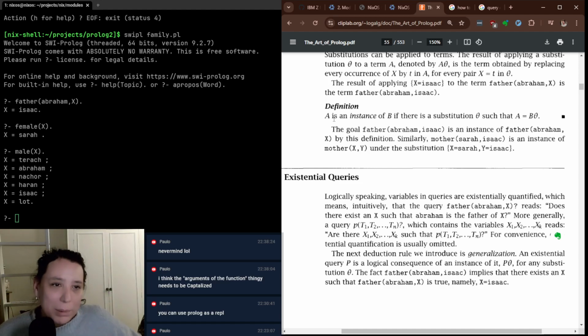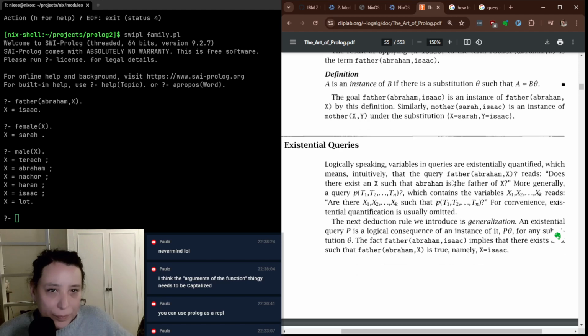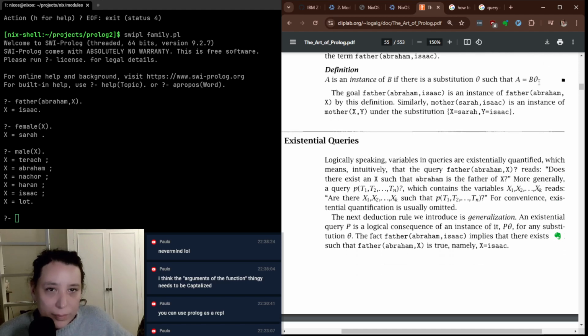So we have to remember some of these things, like A is an instance of B. So B is going to be a little bit more general because it has variables, right? Like here you see instance of mother x comma y, that is a B here, and the theta is the x and y here.